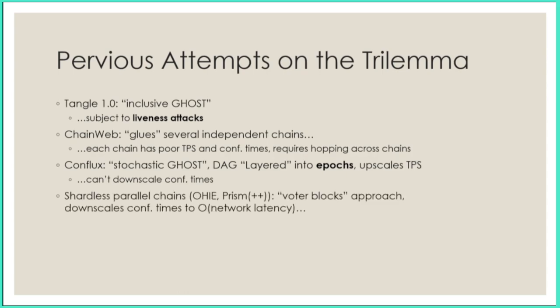Another progress on that is approaches of shardless parallel chains like OHIE and Prism and Prism++. The idea is that there are many chains operating concurrently, but they all work on the same state. Essentially, you can do the same transaction on this chain or on that chain, and every so often you see voter blocks, which belong to several chains and are used to resolve conflicts. This approach of shardless parallel chains indeed manages to downscale confirmation times with the network latency, but the problem is that it has poor constants.